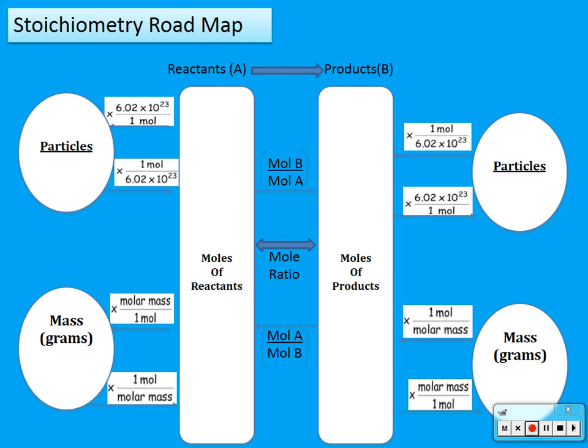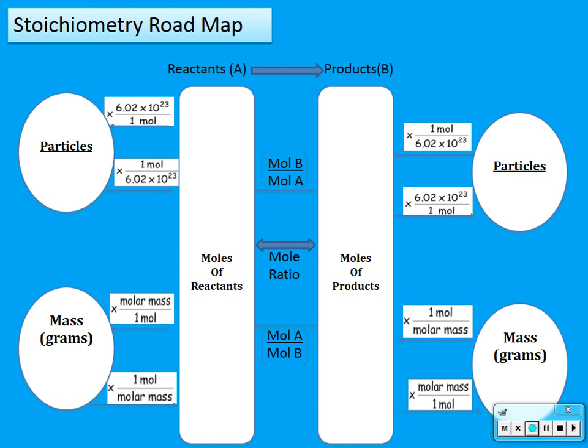Okay, now we've made it to the point where we've got this whole roadmap. And I've given you a paper with this roadmap on it. We're going to use it a lot. And hopefully we get to the point where we don't need it all the time. I don't use it anymore, but it's useful when you're beginning to learn stoichiometry. So let me explain a little bit about this roadmap.